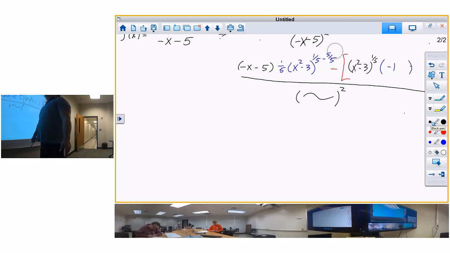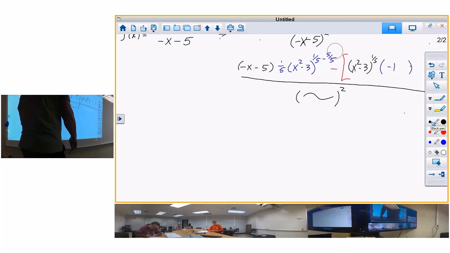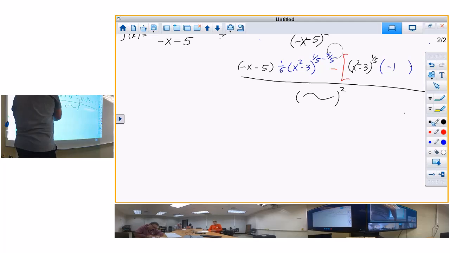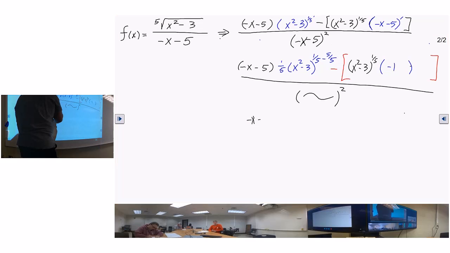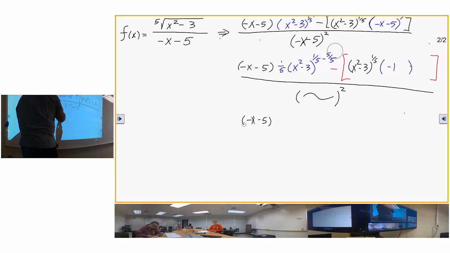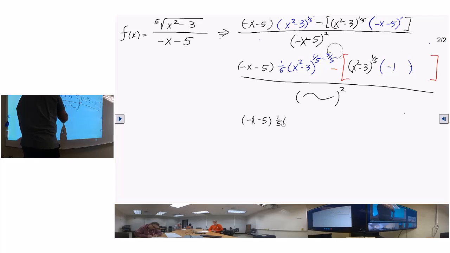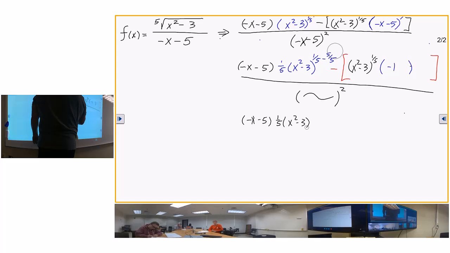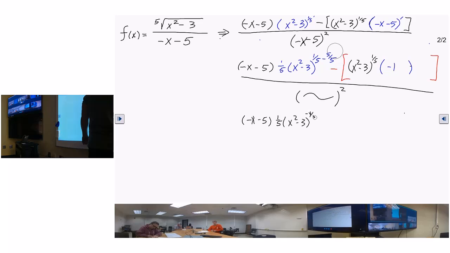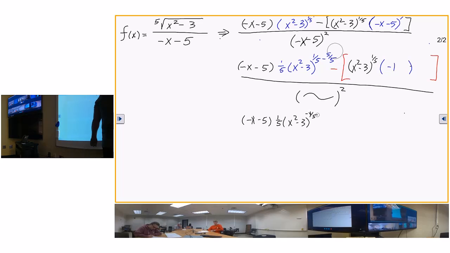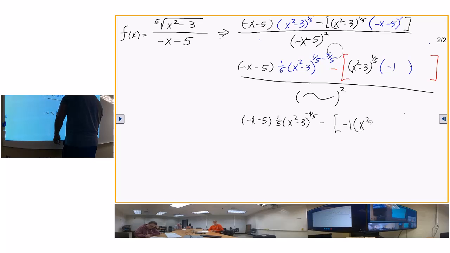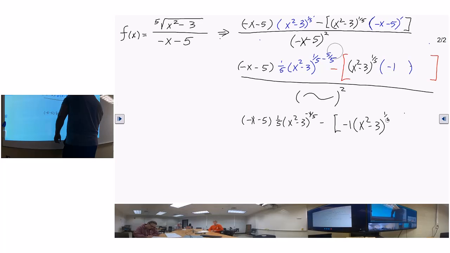So now I'm done with my calculus, so I'm ready to condense. That's going to give me negative x minus 5 times 1/5 parentheses x squared minus 3 to the negative 4/5, minus parentheses negative 1 times x squared minus 3 to the 1/5 power.